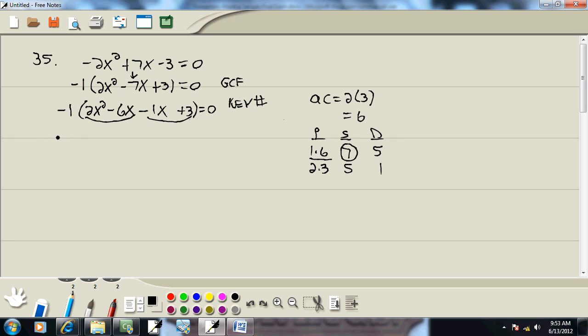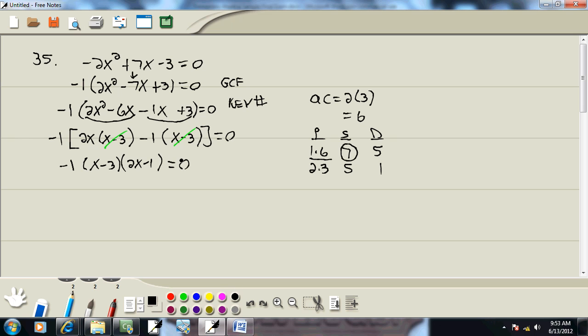Then I factor by grouping. Now if I look at the first 2 terms, they have a 2x in common, GCF-wise, and that leaves me x minus 3. My second group, last 2 terms, they have nothing in common, but my first term is negative, so we'll factor out a negative, and that leaves us x minus 3. So they both have an x minus 3, so I'll factor that out. And again, you can cross these out to see what goes in your second set of parentheses. If I cross those out, this is 2x minus 1.